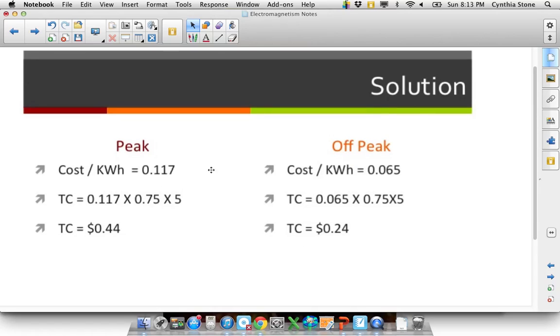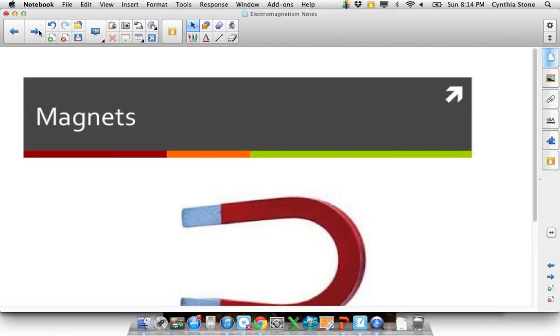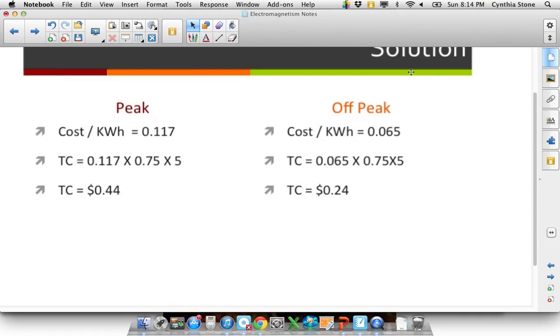So if you look at my total cost then, it's this price from the website, the cost per kilowatt hour, times 0.75 hours, times 5 kilowatts. Remember, it's 5,000 watts, and then you divide to get kilowatts. So it's 44 cents or 24 cents. So it saves 20 cents a cycle if you run it on off-peak hours. Okay, so that's cost of electricity. That's the end of that lesson.